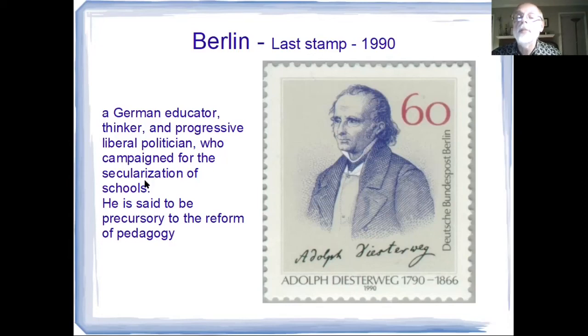campaigned for the secularization of schools. He was definitely instrumental in bringing more education to the masses, to everybody, and education was important in Prussia, which led also to many people of science working in and around Berlin. At one point, Einstein was studying in Berlin, but so many other famous people made their impact there.